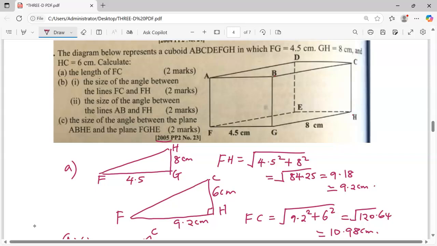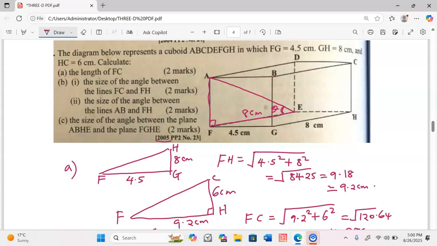FGHE. So what we are going to do, since AB is equal to FG, I'm going to draw the line from A to meet E at this particular point, and also from F towards E, such that the angle we need will be at this point E. We call it angle theta. We are going to draw a line from A to F, such that AF is 90 degrees. We know FE is the same as GH, and therefore this is 8 centimeters. AF is going to be equal to 6 centimeters.